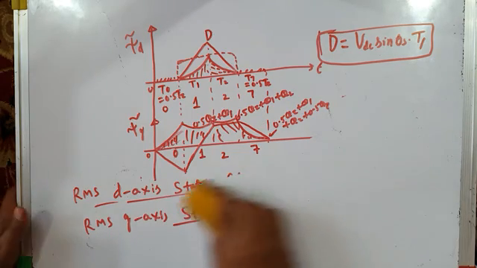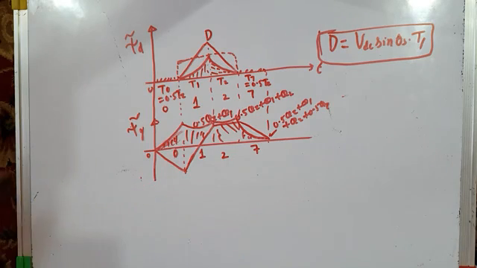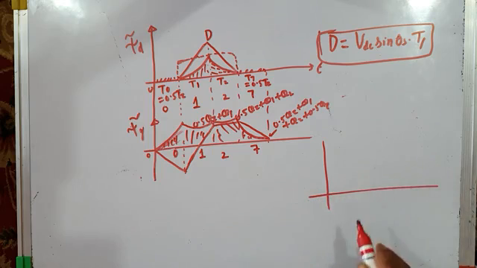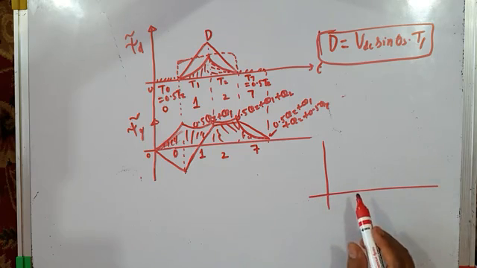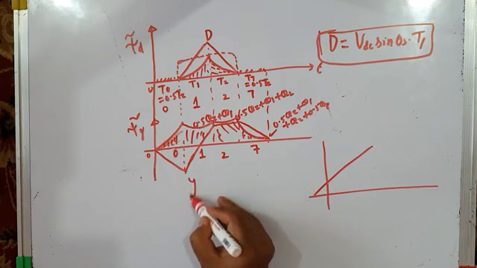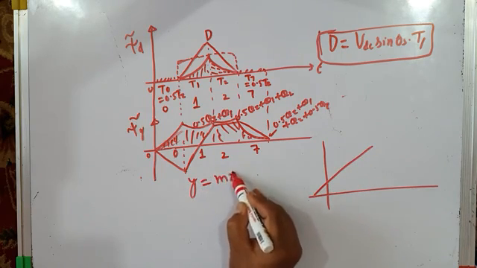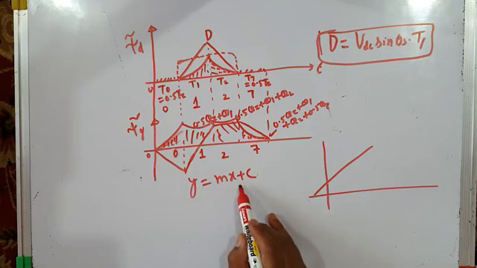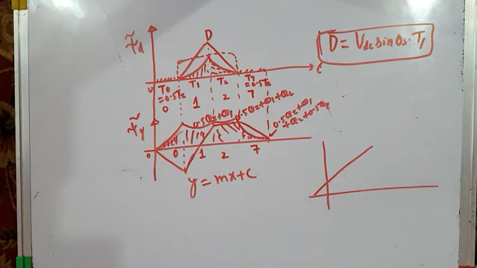Now the question is how to find the area under these parabolas. In order to develop a generalized equation for finding areas under these parabolas, let us take a simple mathematical equation of a straight line. This is my straight line. For example, the straight line is given by the equation y equal to mx plus c. This is a very well-known equation of a straight line.